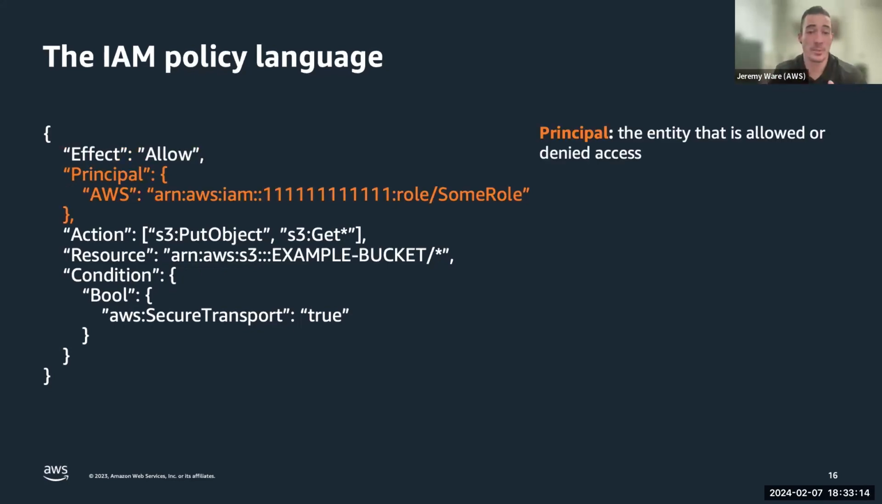Next, we have the actual principal. This is who's allowed to execute the following action on whichever defined resource is there, or denied access, right? If the effect is deny. You can define all roles within an account. You can define your root user only. You can define a specific role. All of that can be sourced with the ARN.